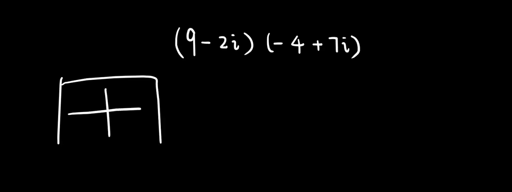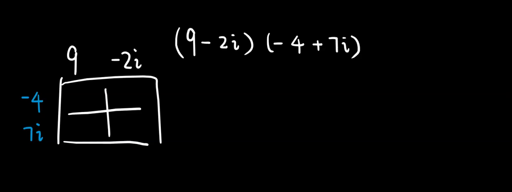Alright, let us get started. This type of question, we have 3 different types of method. You can use box method. Some people like box method, so you're going to copy down 9, copy down negative 2i, and copy down negative 4 and 7i. You definitely can copy 9, negative 2i vertically on your left-hand side, and switch order does not matter. Why? Because commutative property of multiplication tells us order will not impact the product.